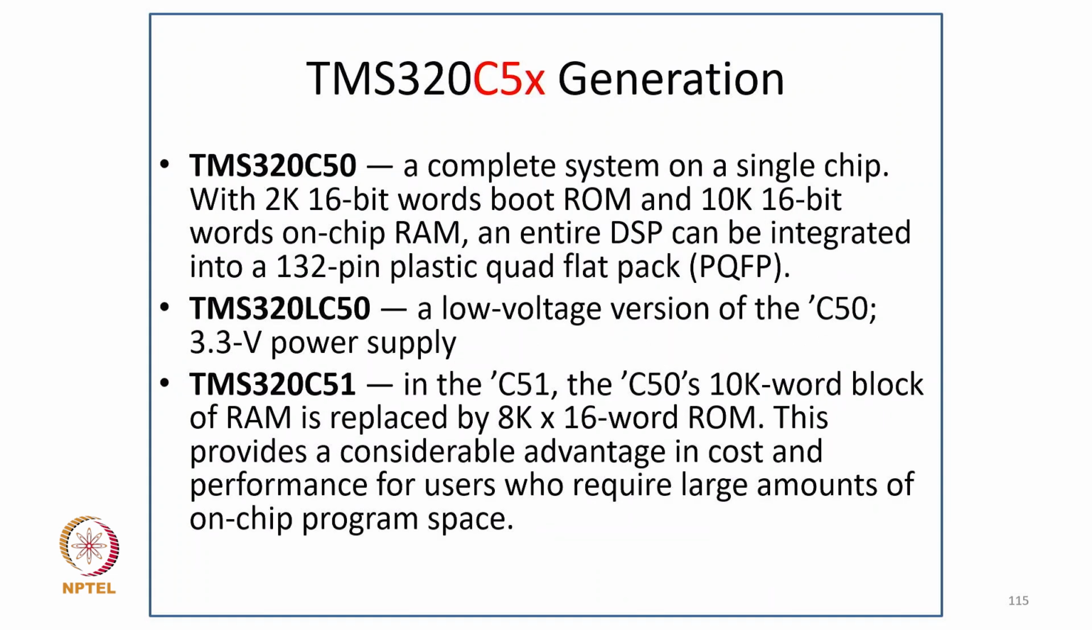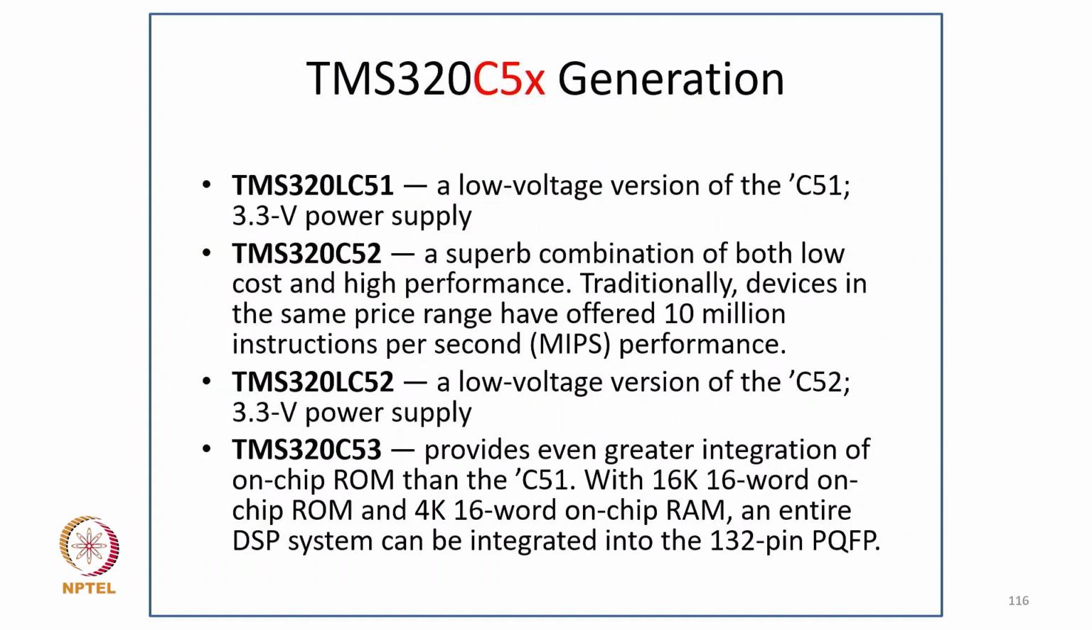So TMS320C50 is a complete system on a single chip with 2K 16-bit words boot ROM and 10K 16-bit words of on-chip RAM. An entire DSP can be integrated into a 132-pin plastic quad flat pack (PQFP), and TMS320LC50 is a low voltage version of the C50 with a 3.3 volt power supply, and TMS320C51 is like the C50, but the 10K block of RAM is replaced by 8K 16-bit word ROM. This provides a considerable advantage in cost and performance for users who require a large amount of on-chip program space.